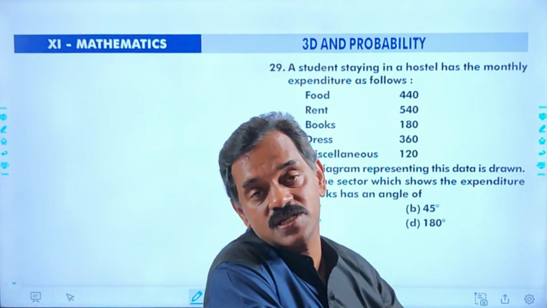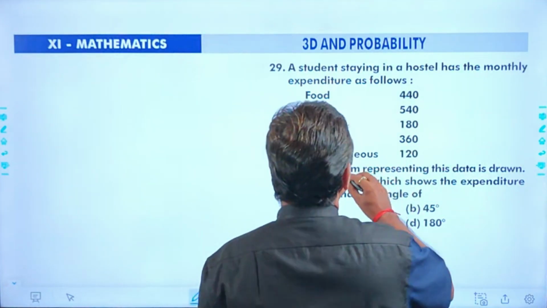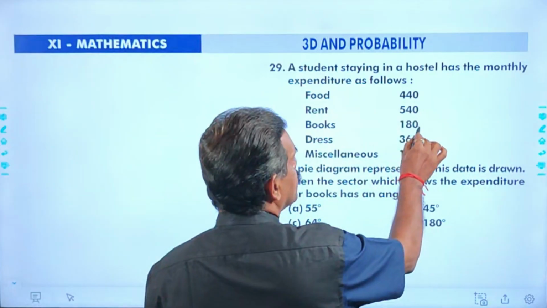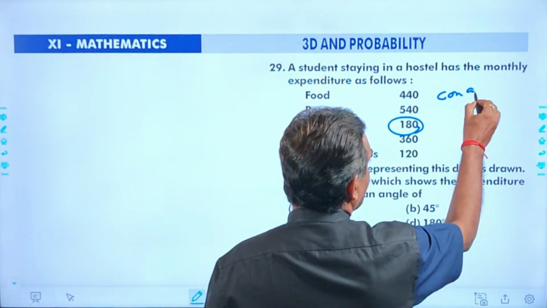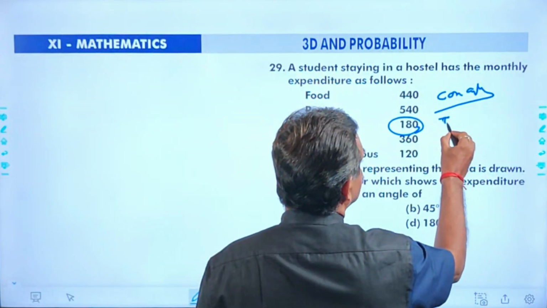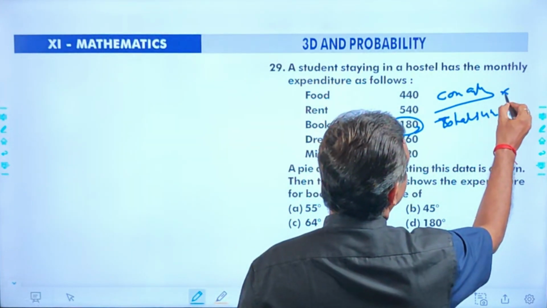When you represent a particular data in a pie diagram, what is the sector angle? There is a formula for that. Suppose you want to find out the sector angle corresponding to books, the formula is that the corresponding value divided by the total sum, into 360. That's the formula to be remembered.